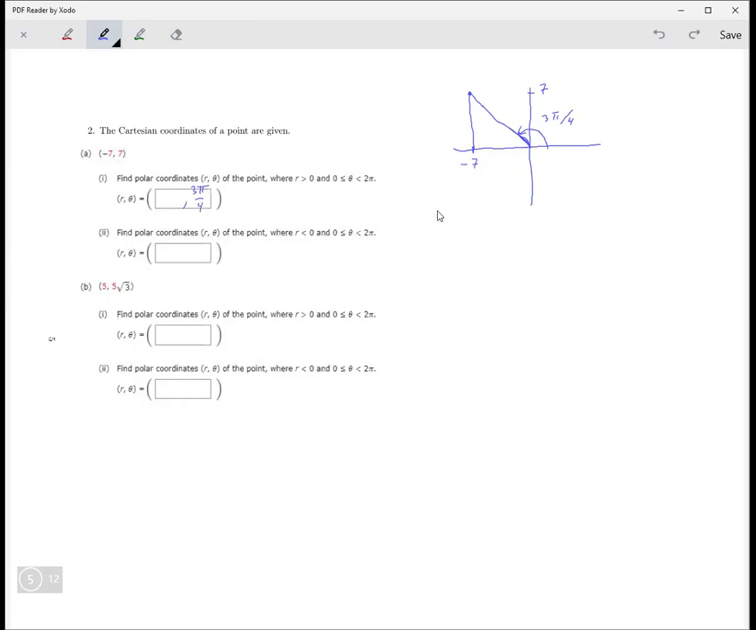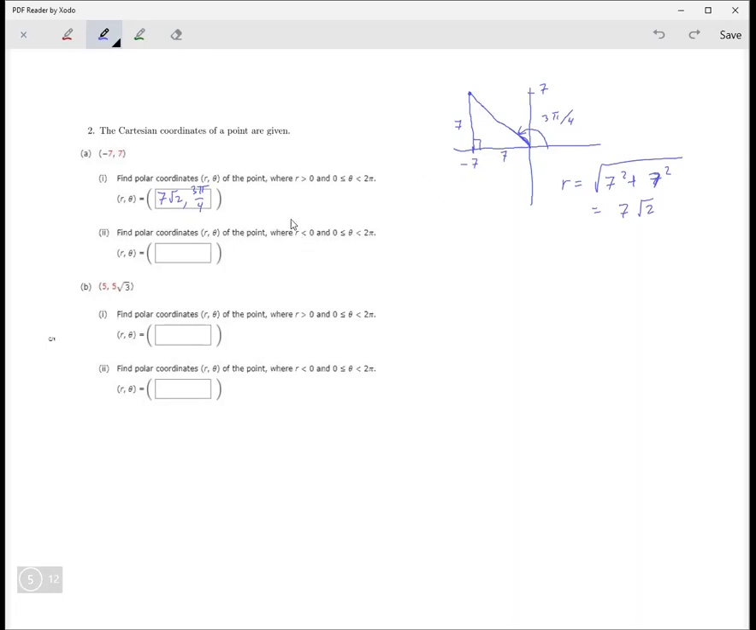And then the r part will be, you have a right triangle here, and this is 7, and that's 7, although it's in the negative direction, but this distance is still 7. So the r part is the square root of 7 squared plus 7 squared. So it's 7 root 2. Okay, so 7 root 2.